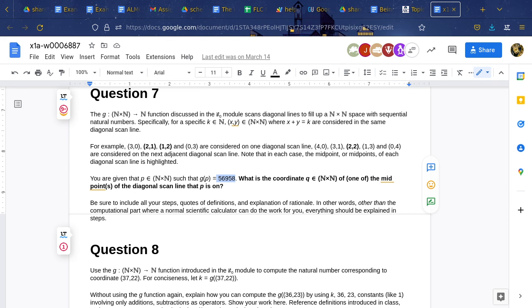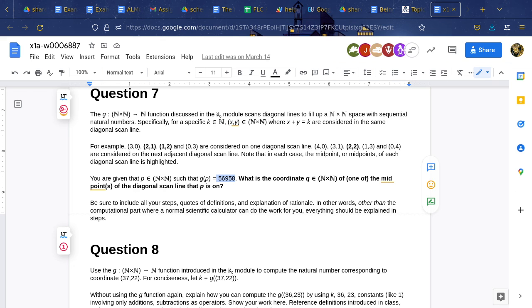In the module that talks about aleph null, G is described. There's a definition of how to compute G knowing the coordinate of xy. But there's also G inverse, which is also defined. Now it does depend on an awkward function called W, which requires the use of square root. So that's why you might need a scientific calculator with you, because you might need to calculate the square root of something. But other than that, the module spells out exactly how to compute and solve for x and y when you're given the natural number.